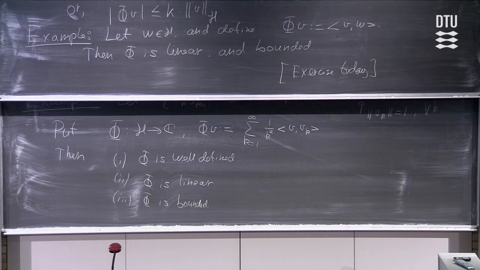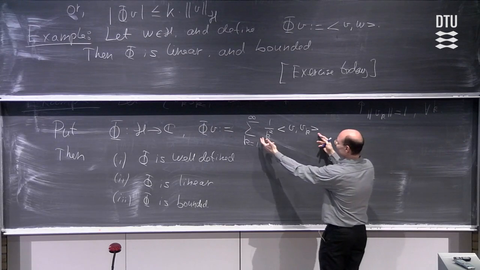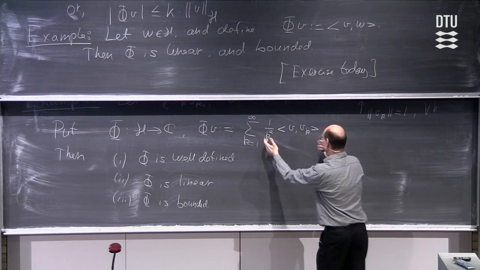Okay, so let's take them one by one. So we need to show that phi is well-defined. And exactly like in our previous example, to be well-defined means that we must show that this series is convergent.